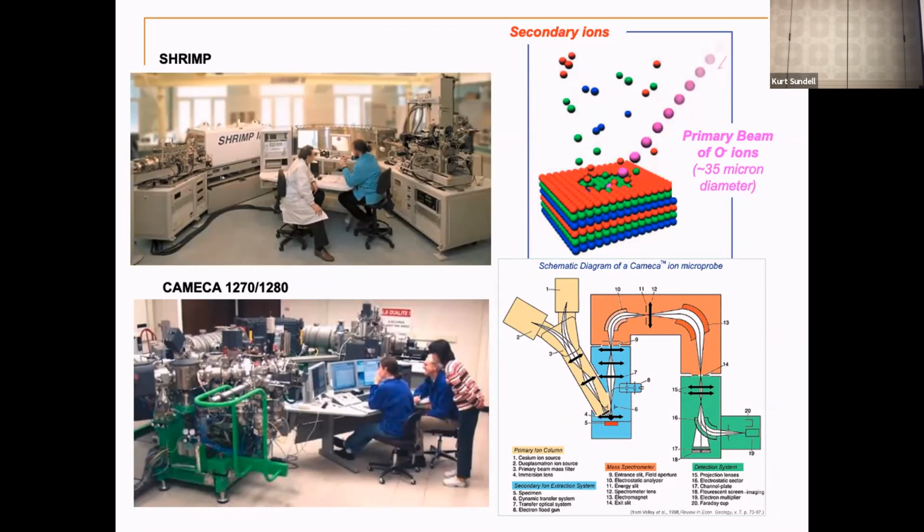What's really cool about SIMS, why people do it, is you get incredible spatial precision. It turns out you're basically sputtering off the surface atomic layer by atomic layer. So you're getting incredibly small resolution, highly detailed studies.